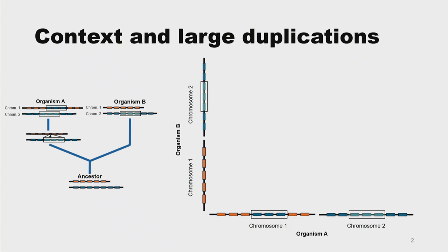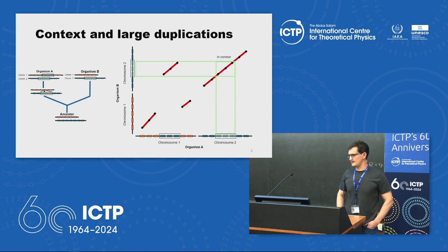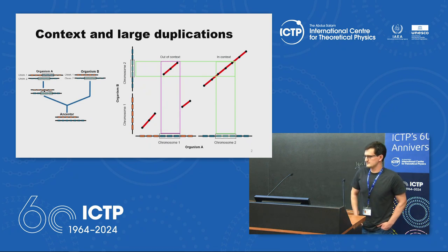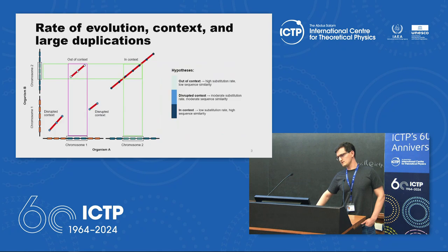So we can identify these types of duplications by comparing pairs of genomes. Basically these dots represent relatedness of genes, homology between genes in these two organisms. And we identify regions of conserved gene order. And then we can see here that this is the original, sort of ancestral, context for these three genes that have been duplicated. And out here is a region of conserved order, which is representing out-of-context genes in organism A here. So why are we interested in this?